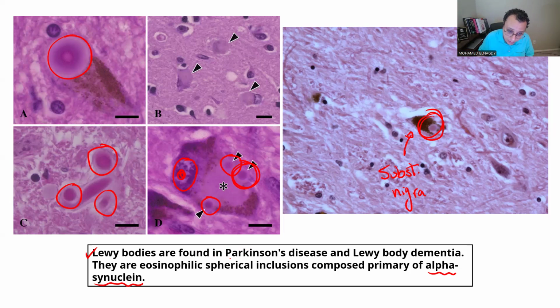So see, Lewy bodies are found in Parkinson disease and Lewy body dementia. They are eosinophilic, red, spherical, huge inclusions inside the neurons, and they are usually formed of alpha-synuclein. Very important, very high yield picture that you need to clearly identify. These are Lewy bodies. There is a special stain. Yeah, you can stain for alpha-synuclein and it lights up.